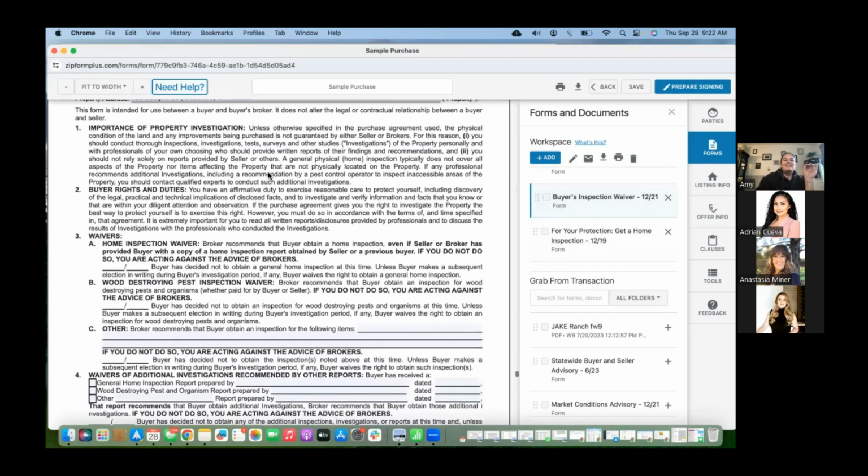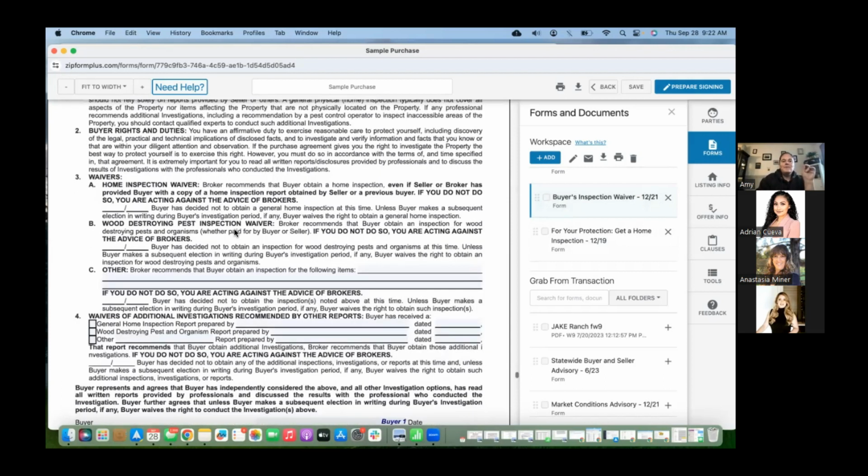So that's section 1, the importance. Section 2, buyer's rights and duties. Section 3 is your waivers.